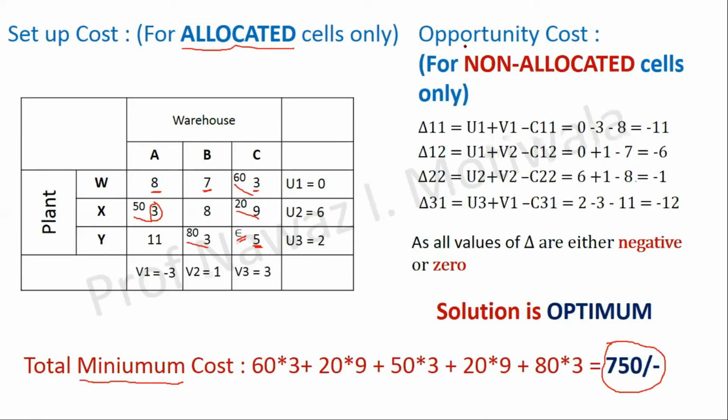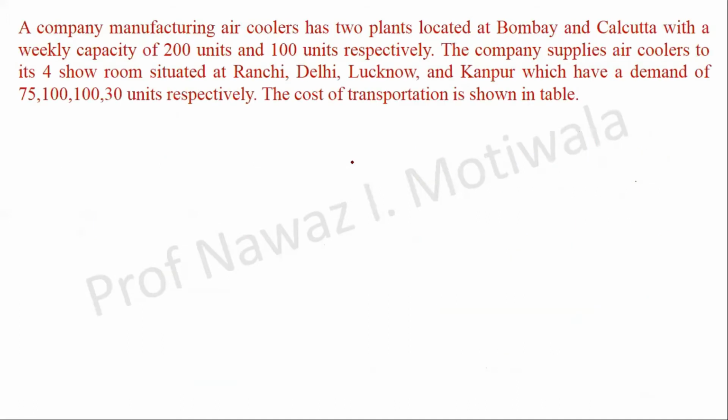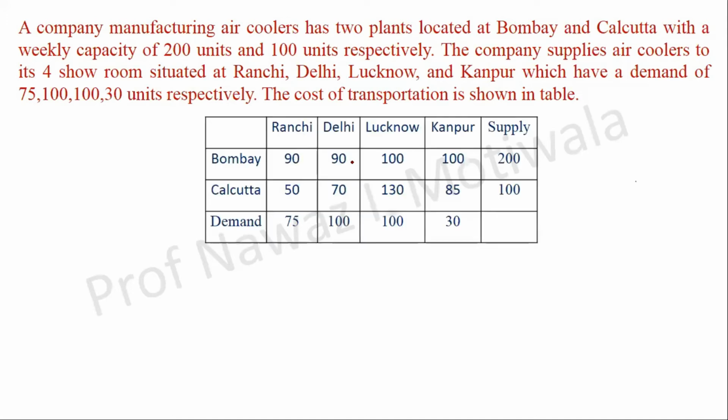I will proceed to the next problem, which is this one. A company manufacturing air coolers has two plants located at Bombay and Calcutta with a weekly capacity of 200 units and 100 units respectively. The company supplies air coolers to its four showrooms situated at Ranchi, Delhi, Lucknow and Kanpur, which have a demand of 75, 100, 100, 30 units respectively. The cost of transportation is shown in the table.